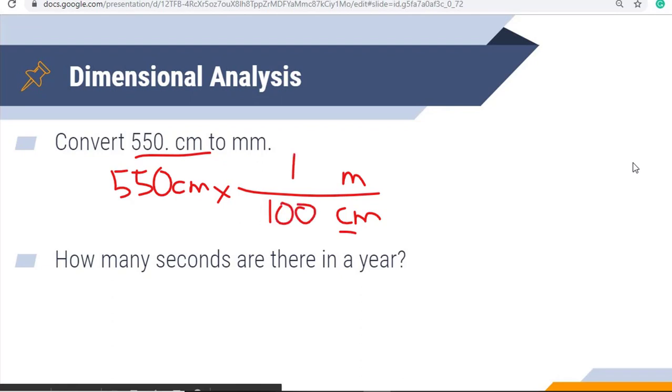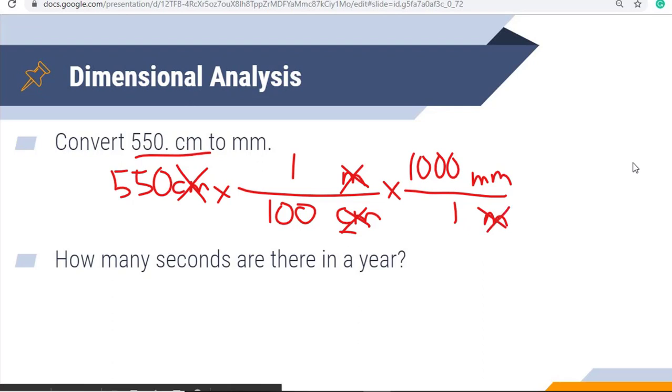Now, we're not at our answer yet, so we need to do another conversion. We have a meter down at the bottom and millimeter on top of the last step. Remembering that there are 1,000 millimeters in 1 meter. Let's double check our work. If we double check our work, we should have the unit that we're looking for left over to be able to finish the problem. Centimeters cancels, as does meters, leaving behind nothing but millimeters as our unit.